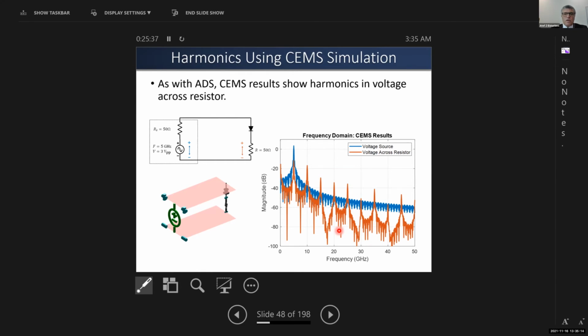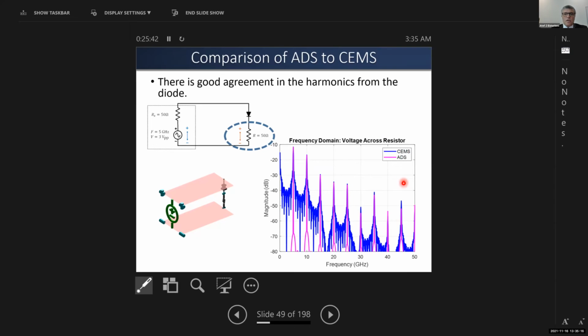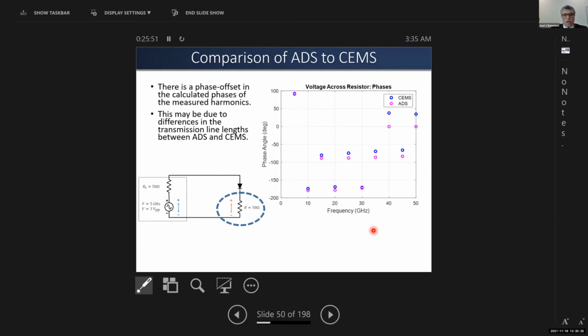Again, to compare the harmonics with ADS and the finite difference time domain, you can see a very good match here to confirm that what we are doing is correct as well. That's a comparison with the amplitude value. This is a comparison with the phase value, and also good agreement.